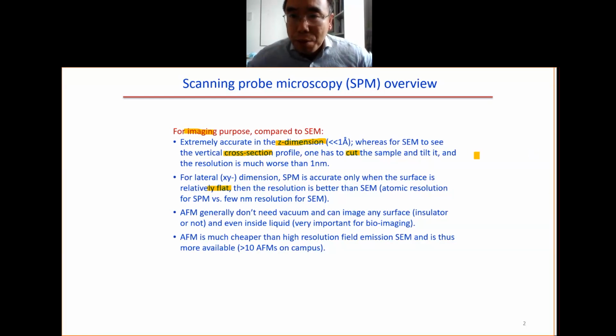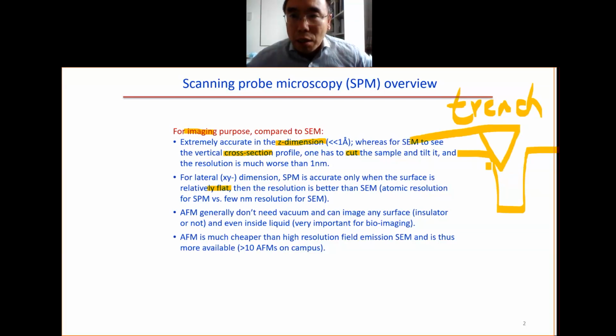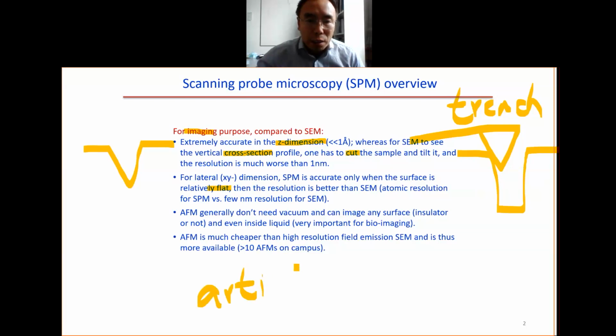For instance, if we have a trench here, this is the trench. When you do the imaging on the AFM, the tip may be blocked by the corners. As a result, the image will be something like this. You will see a trench of this kind of shape, but this is the artifact. Because of this very serious artifact, the AFM is not as popular as SEM, but this depends a lot on the tip. If we have a very high aspect ratio tip, then the artifact will be smaller. But normally the tip is pyramid shaped, so you have this artifact.